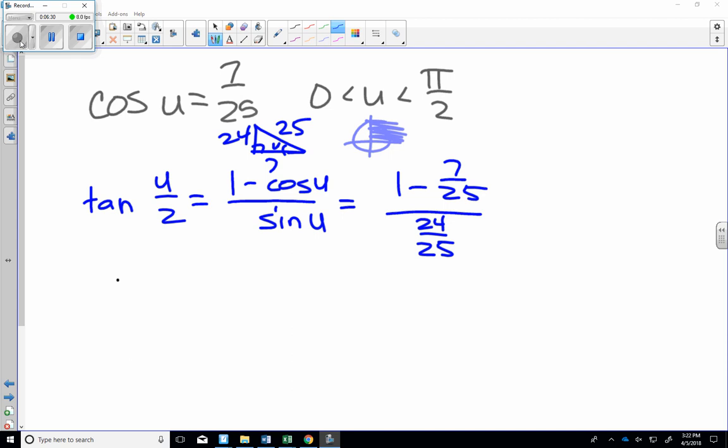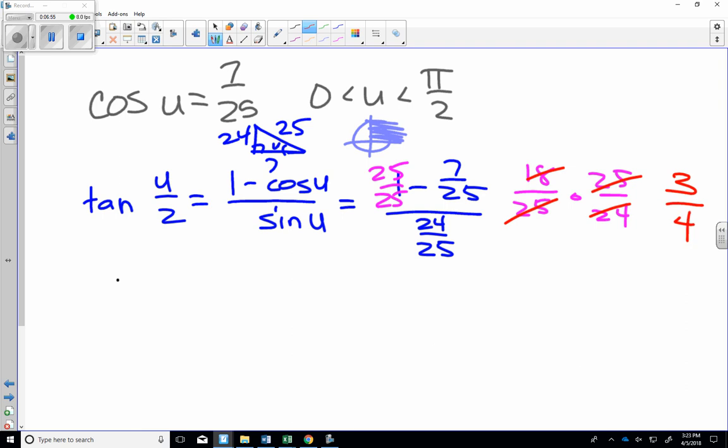All right, so then that's like 25 over 25, and 25 minus 7 is 18 over 25, multiplied by 25 over 24. And the 25s can divide out, and 6 goes into 18 and 24. 3/4. Now, if you noticed from the earlier stuff, that was kind of the same type of problem. We'll go through the rest of it though.